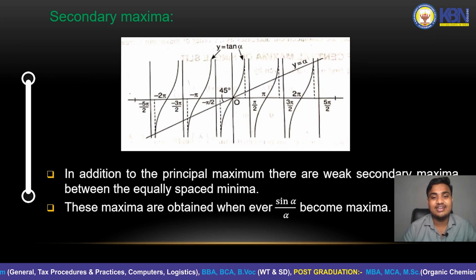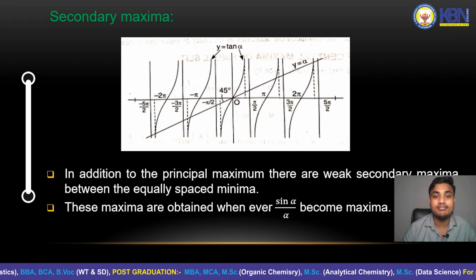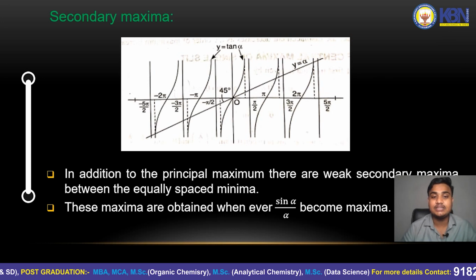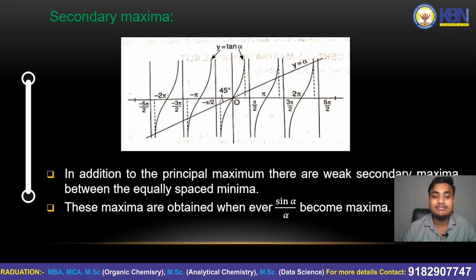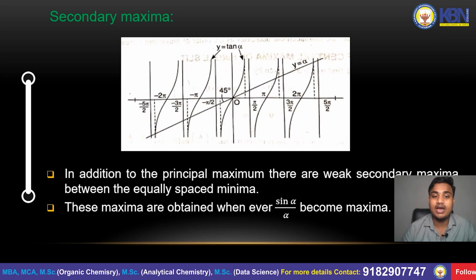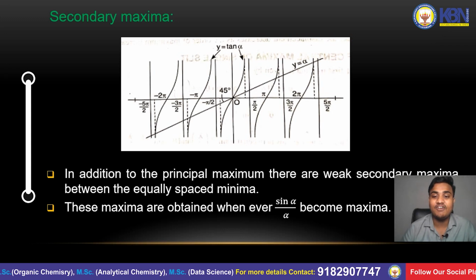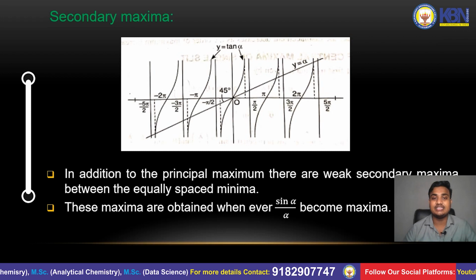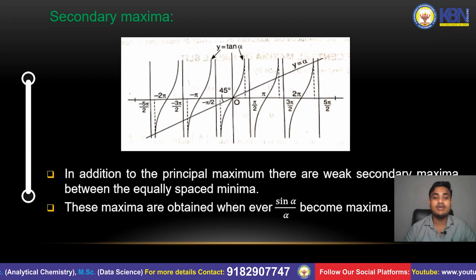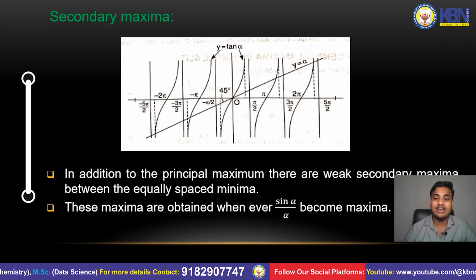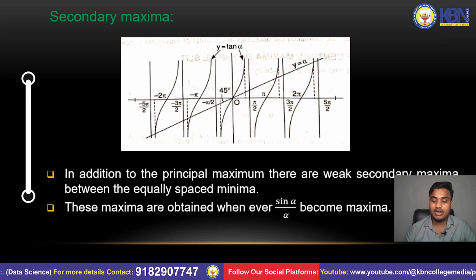Coming to the secondary maxima, in addition to the principal maxima, there are weak secondary maxima between the equally spaced minima. These maxima are obtained when sin alpha by alpha becomes maximum.